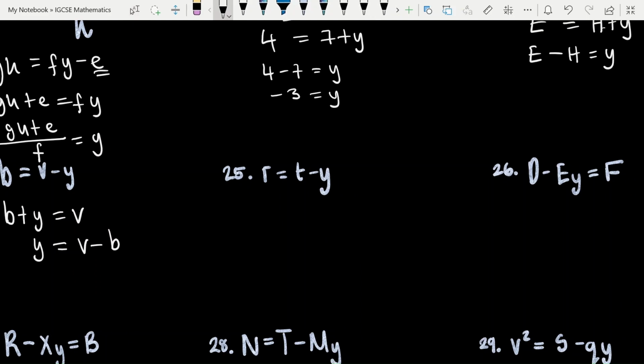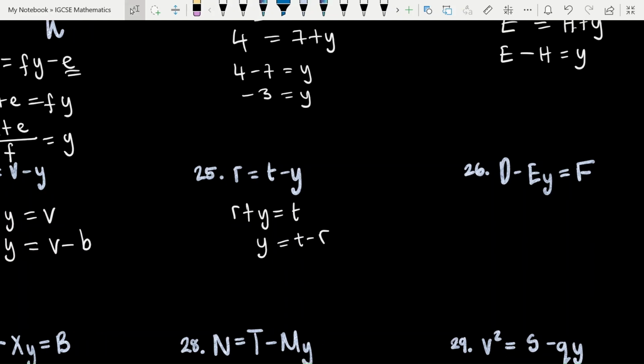Now we have r being equal to t minus y. What do we do? Make y positive first, because he's your subject. All right, r plus y is equal to t. We've made him positive. How? By changing his side. Now he's on the right. He's positive. How do you make him the subject? Take everything else, which is not y, to the other side. Okay, so we have y being equal to t minus r now. And you're done.